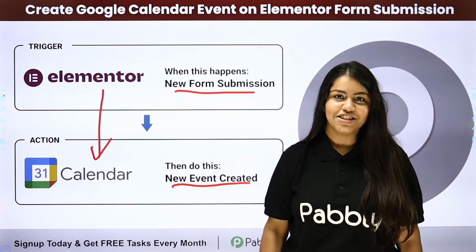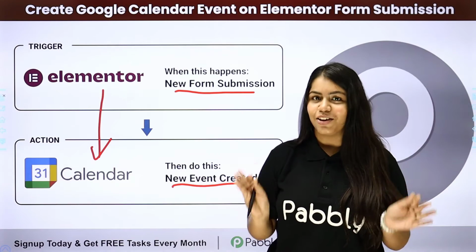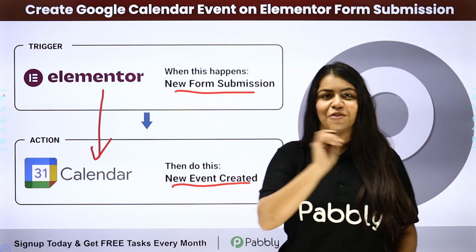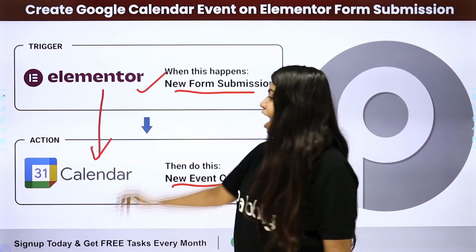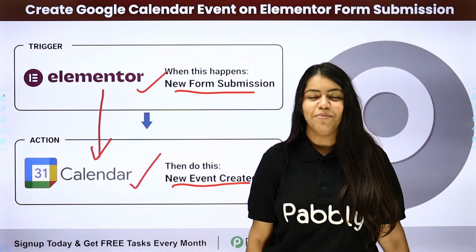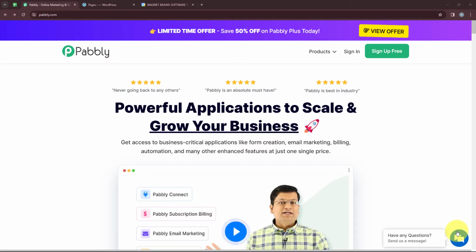To create this integration, we are going to use Pabbly. It's an amazing automation software. In Pabbly, we have the concept of trigger and action. So for trigger, we are going to use Elementor, and for action, we are going to use Google Calendar. If you want to learn this process step by step, follow me through the screen.